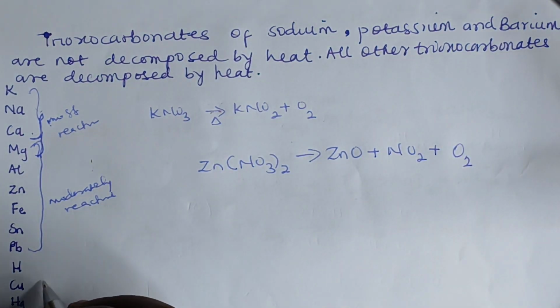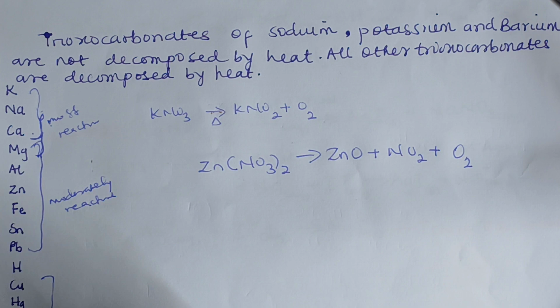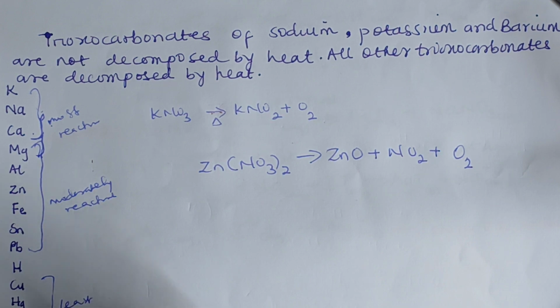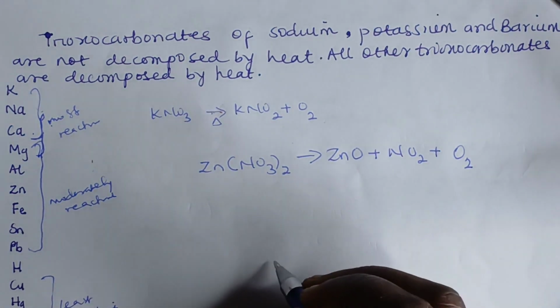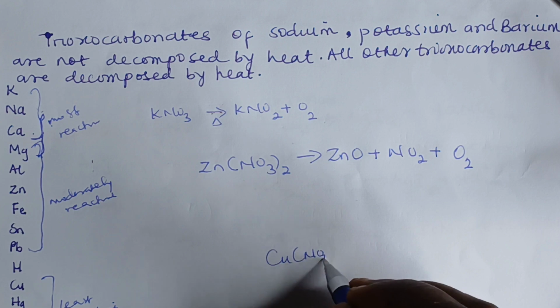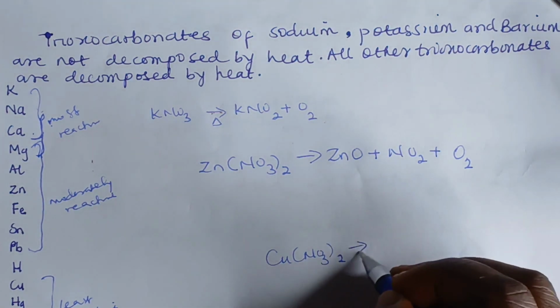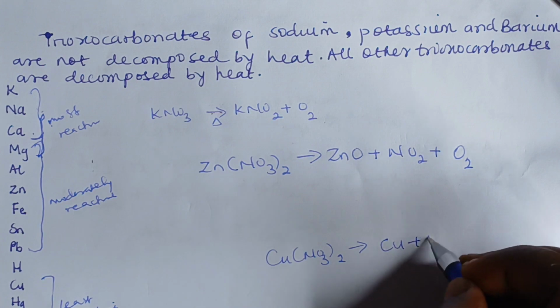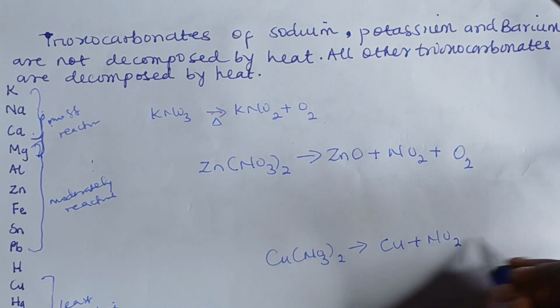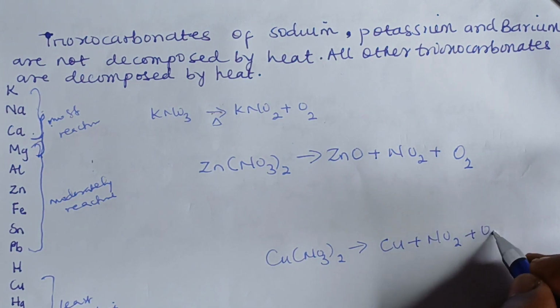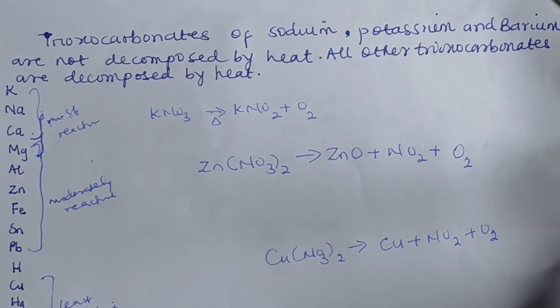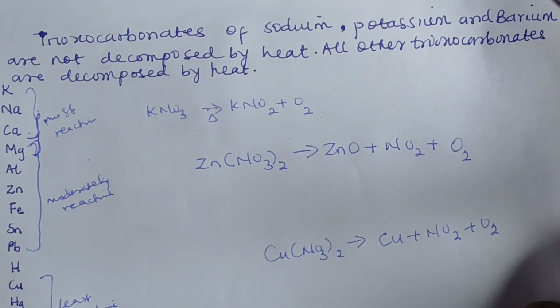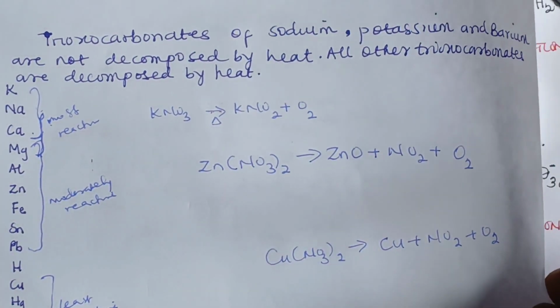While the ones below hydrogen are the least reactive metals. When you heat them, like copper trioxonitrate, for instance, it will yield copper itself, that's the element, nitrogen(IV) oxide and oxygen. So these are the different ways in which these compounds react with heat.